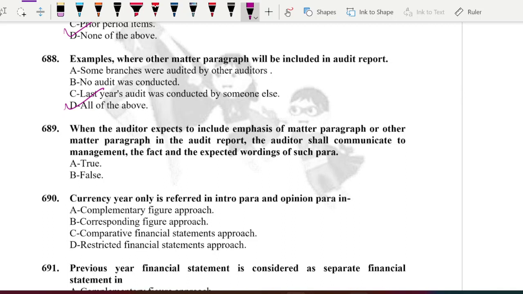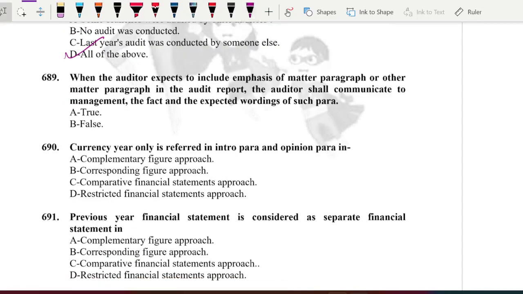Further, let's go to the next question. When the auditor expects to include emphasis of matter paragraph or other matter paragraph in the audit report, the auditor shall communicate to the management the fact and the expected wordings of such paragraph. Absolutely, yes. The auditor needs to first communicate it to the management, TCWG, those charged with governance, and then he needs to finalize the presentation in the audit report. So these are all the MCQs on SA706. Further, the MCQs speak about SA710, which we shall be continuing in the next session.